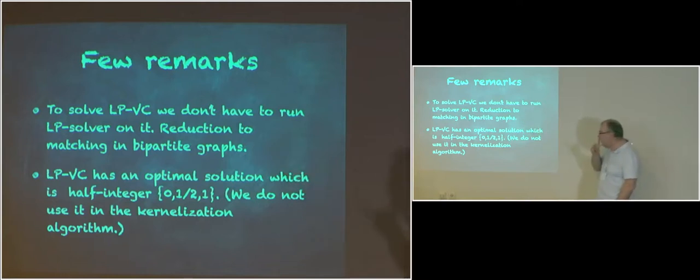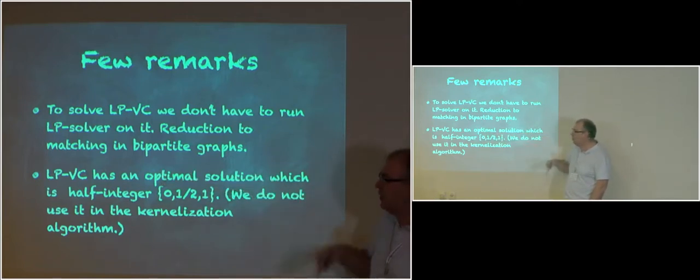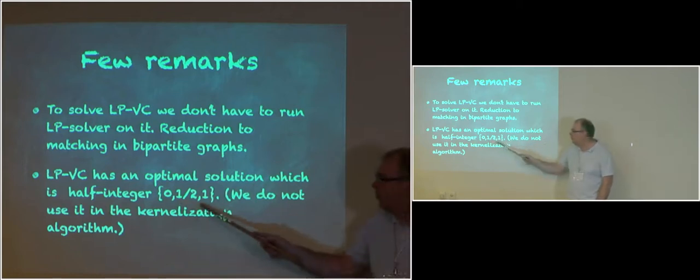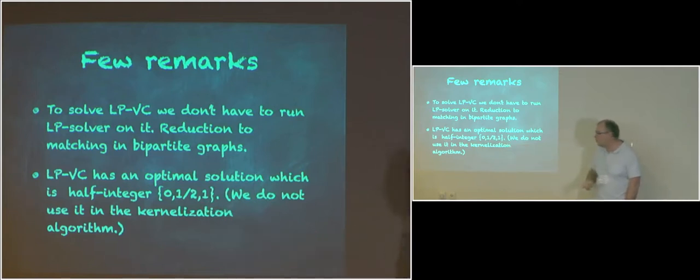And the second thing is, we will not be using this for kernelization, but it's also possible to show with very similar arguments that a linear program for vertex cover always has an optimal solution which is half-integral. So all values are in the range of 0, 1/2, and 1. But we will not use this for the kernelization algorithm, so we don't need that.